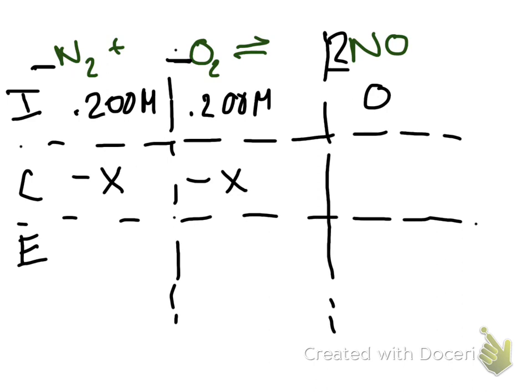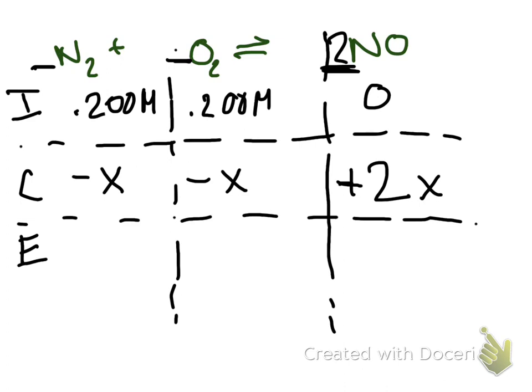Nitrogen monoxide, on the other hand, has this 2. So that means if 1 mole of oxygen reacted, 2 moles of nitrogen monoxide would be produced. So if oxygen loses X moles, then nitrogen monoxide would gain 2X. Because it has this coefficient, twice as much nitrogen monoxide is produced for every mole of oxygen and every mole of nitrogen that reacts.